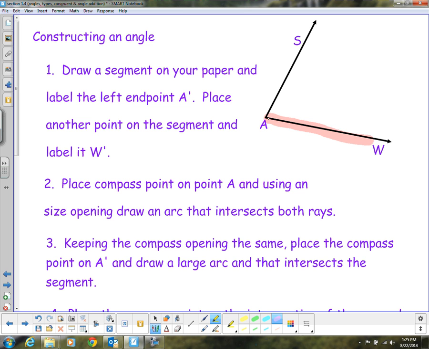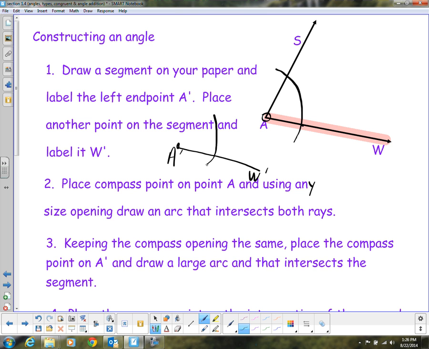Then you're going to place a compass point on A, which is right here. That's the compass point. And using any size opening, draw an arc that intersects both rays. So it's going to look something like this. And I'll get a compass out and show you. Keeping the compass opening the same, place a compass point on A prime now. So here you're going to have this segment A prime, W prime, and the compass point goes here, and you're going to draw basically the same arc.